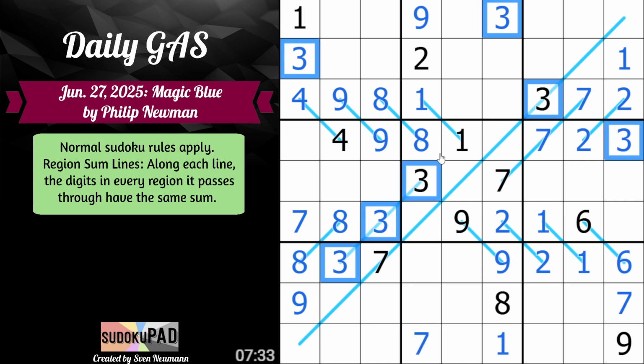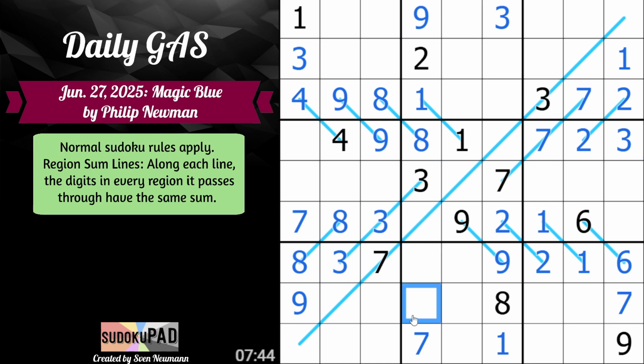Same is going to be true for the 7s. And that doesn't help us with the X-wing, at least unless I'm missing a separate pair that goes in those same cells, but something to consider. With 4, 5, 6, this is going to be 6. This is going to be 4.